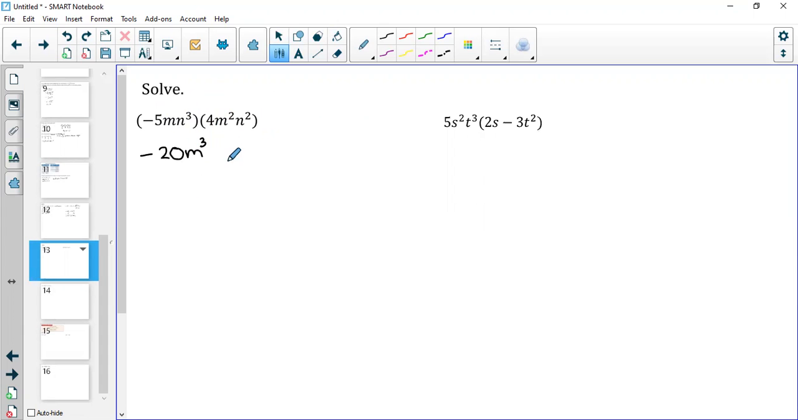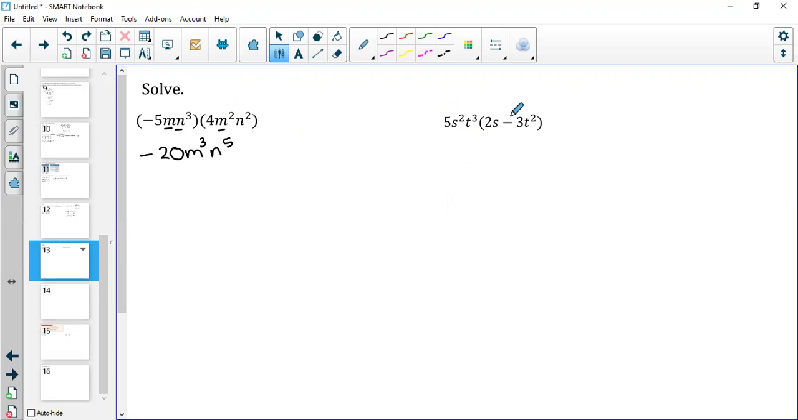n cubed multiplied by n to the power of 5 is going to give you n to the power of 8, because remember, if the bases are the same, you are just going to add the exponents. That's the rule here. But if the bases are different, that's a different case. If the bases are the same, just add the exponents. That's all.